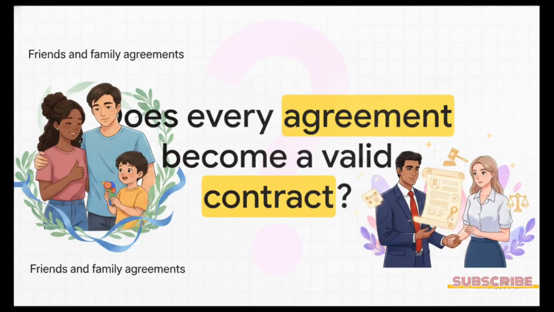As we wrap up this explainer, I want to leave you with this final kind of provocative thought. If every valid contract under Section 2H requires an agreement, does every agreement require a contract? Think about the everyday promises you make to your friends, your family, or your partner. How many of those are just agreements, and how many are true, legally binding contracts? Understanding that specific boundary is literally the beating heart of contract law. So keep exploring, keep questioning, and definitely use this study guide to ace those upcoming exams.